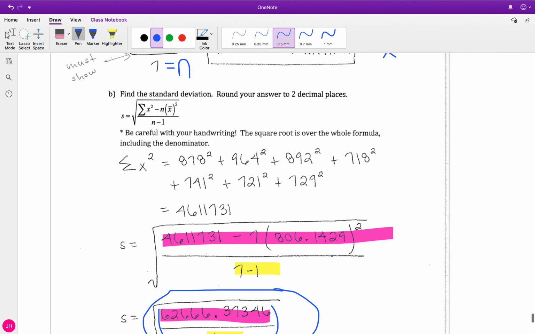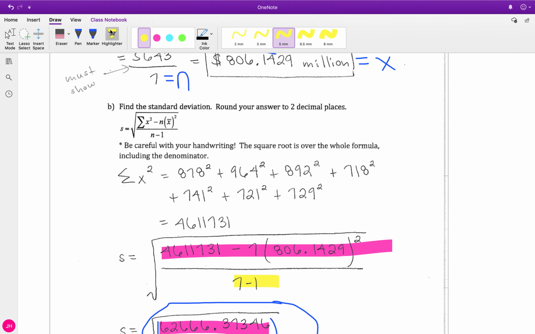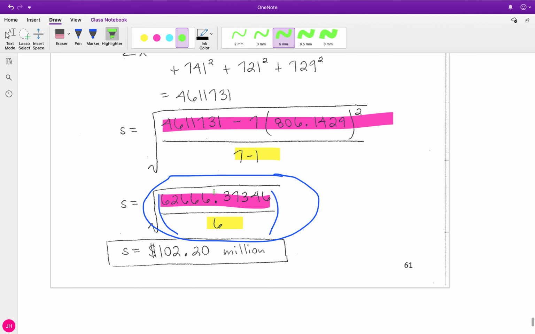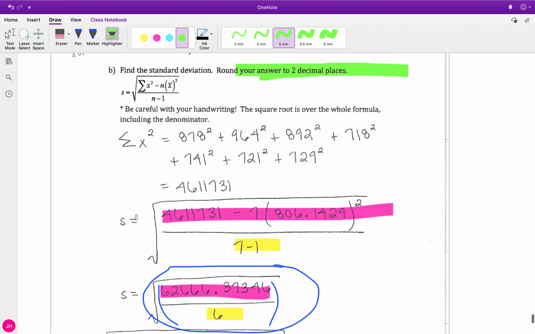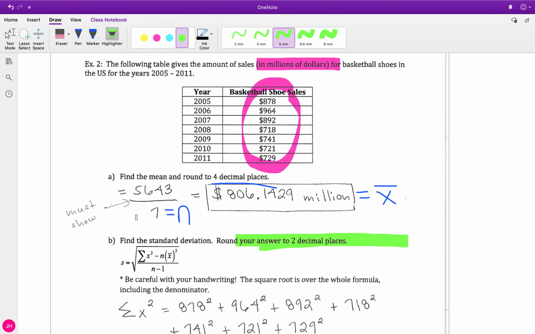And then I'm told the decimal place is a little bit different on this one. It said to round to 2 decimal places. So I'm going to round to 2 decimal places. I get 102.20. Make sure to use those units again. That's in millions of dollars, because this one was in the context of basketball shoe sales. So since it's a word problem with real world data, we want to make sure and use our units.